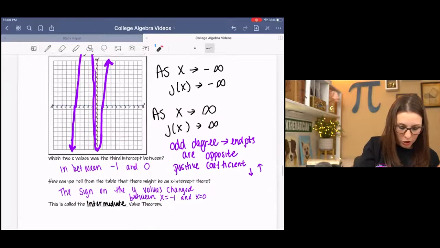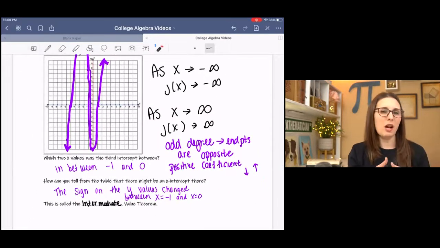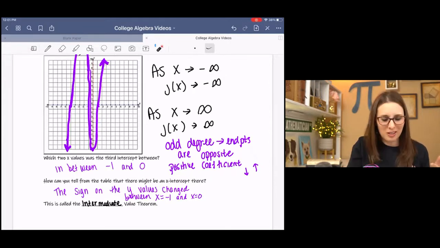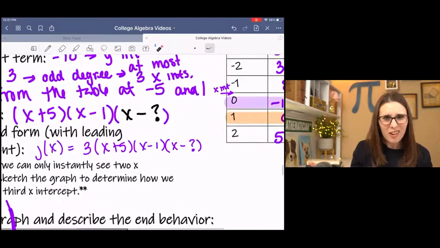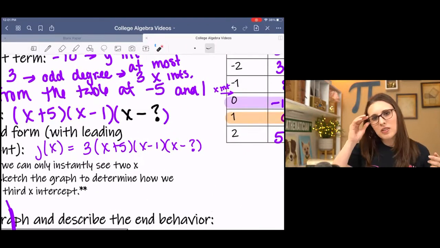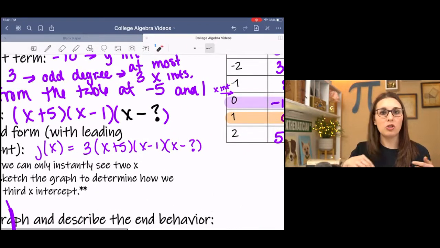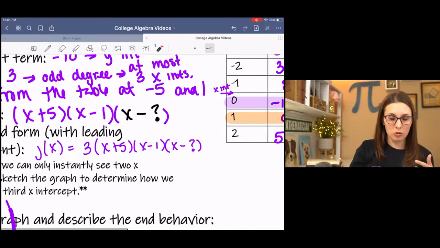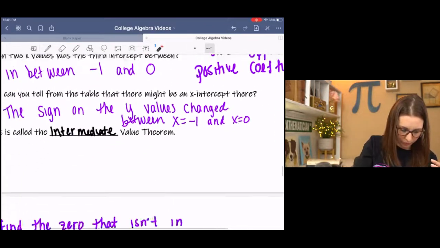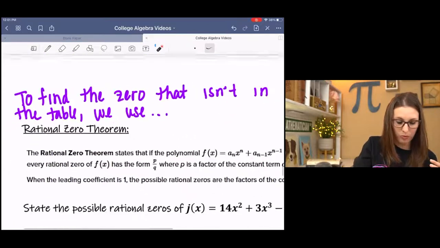Now, I mentioned that we couldn't really tell exactly where that third x-intercept was, especially from the table. But we can't just leave a question mark. That's not finished. And this leads me into the next thing called the rational value theorem, or rational zero theorem. Let me see, hold on. Rational zero theorem.